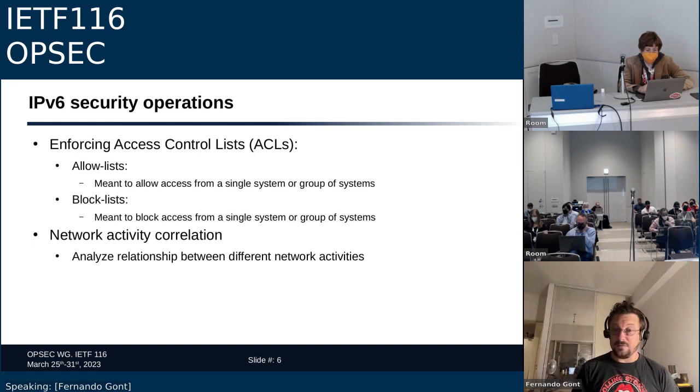So we will cover two areas. One of them is enforcing ACLs, like allow list on one hand and block list on the other hand. And then we will also cover a little bit the area of network activity correlation, essentially trying to analyze the relationship between different network activities. Okay, so next slide.